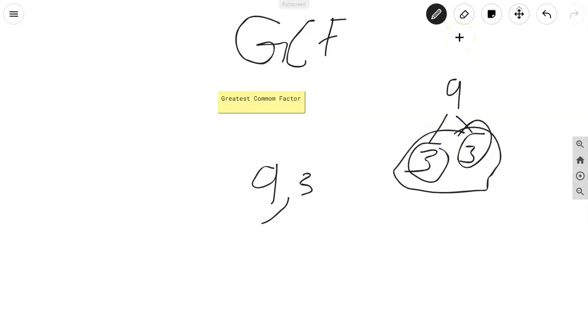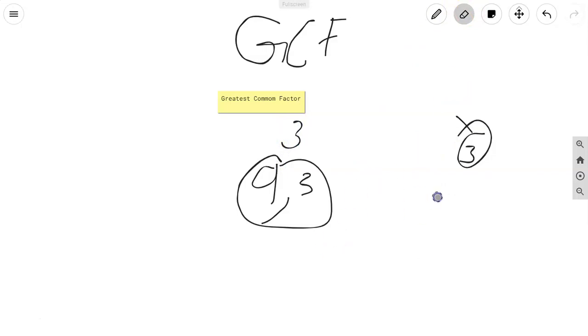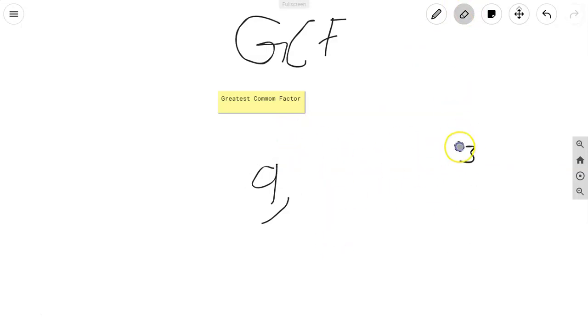Why was it so quick? Because we chose a really small number. And for 3, it's a prime number itself. So its greatest common factor is 3 itself. And the common factors are 3 and 3. So the greatest common factor between 9 and 3 is 3. There. Now let's try a little bit harder numbers because you might have not gotten a thing by this.